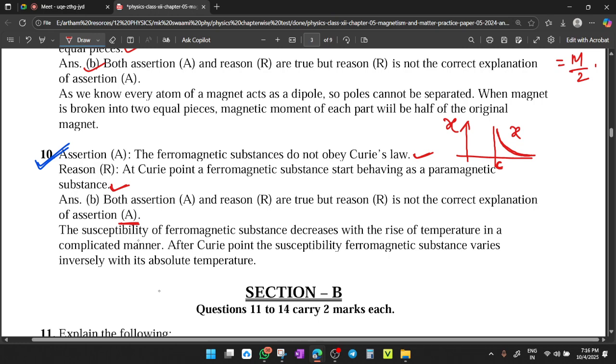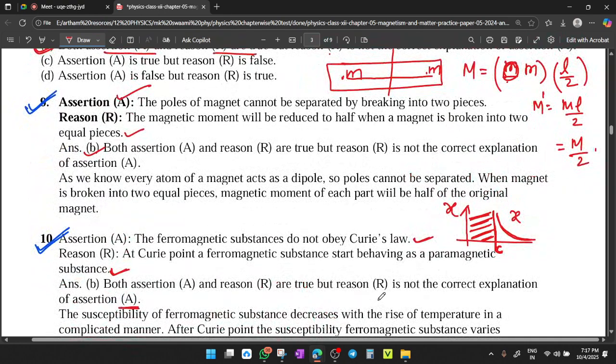Yes, again B. See here, the susceptibility of a ferromagnetic substance decreases with the rise in temperature in a complicated manner. Up to the Curie temperature, there is no proper variation of magnetic susceptibility for a ferromagnetic substance. After the Curie point, the susceptibility of a ferromagnetic substance varies inversely with its absolute temperature. Chi m is inversely proportional to the temperature, like a paramagnetic substance. Clear?